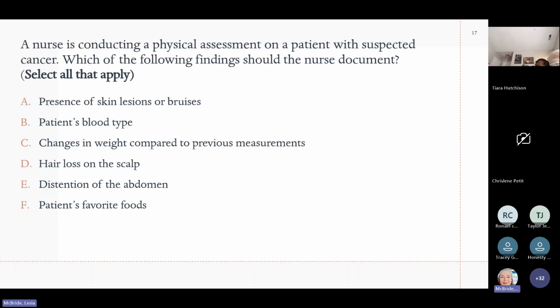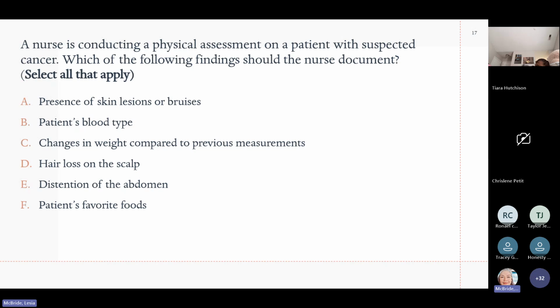A nurse is conducting a physical assessment on a patient with suspected cancer. Which of the following findings should the nurse document? Select all that apply. Let's look at the presence of skin lesions or bruises. Yeah, we would definitely want to note that. Patient's blood type doesn't really have anything to do with identifying cancer. There's no blood type that has a higher incidence of cancer than any other, so that's not true. Changes in weight compared to previous measurements, yeah, especially if they've lost a lot of weight for no reason, or gained weight.